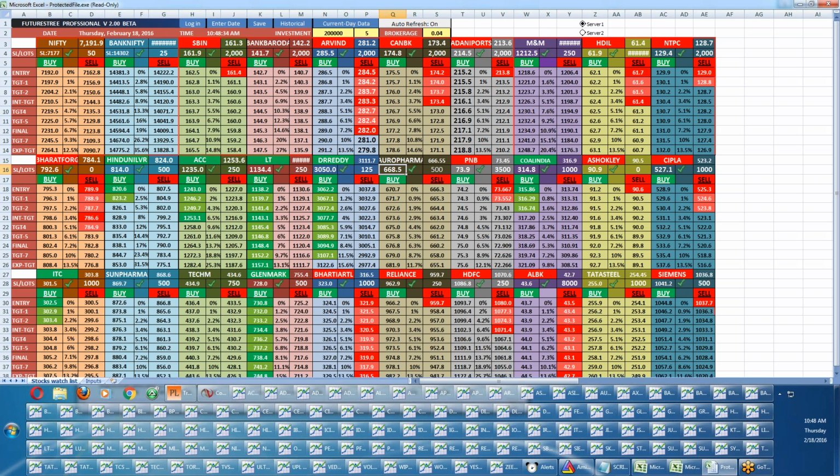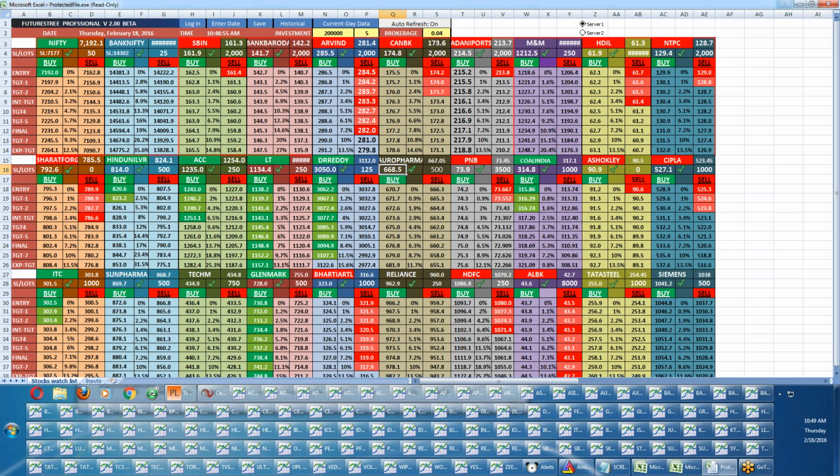So the best trades on today's till now is your L&T, Dr. Reddy, Glenmark, Bharti Airtel, ALBK, Arvind. These are some of the calls that have hit all their targets. We had a sell even on Tata Steel and Siemens.